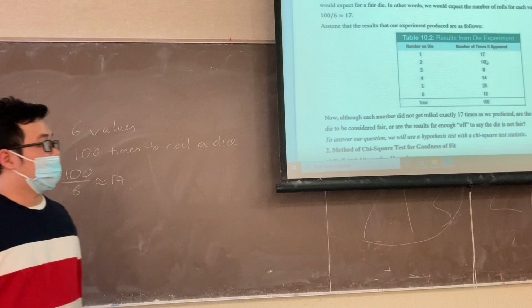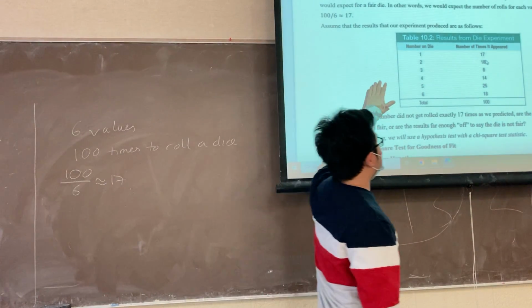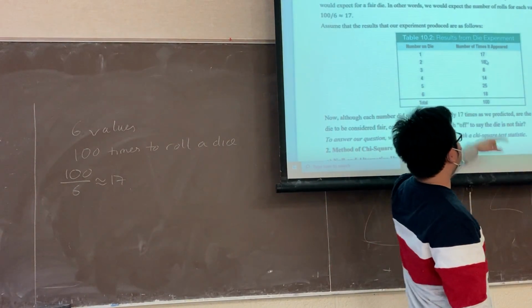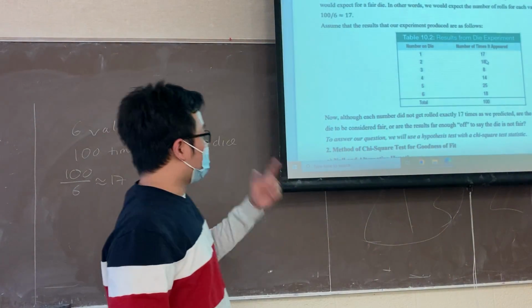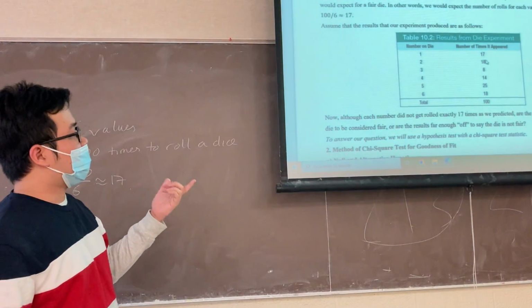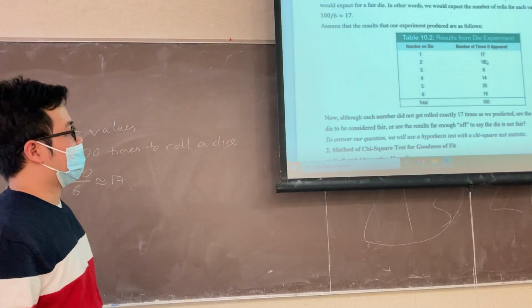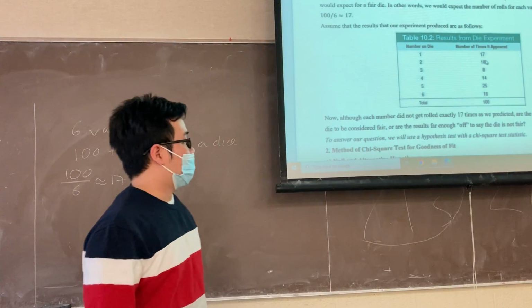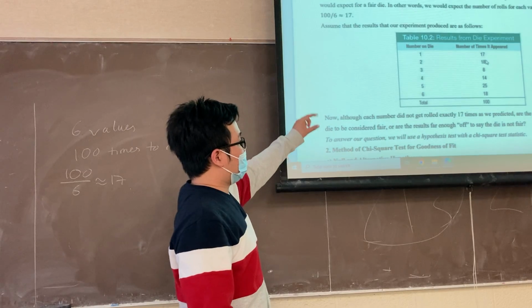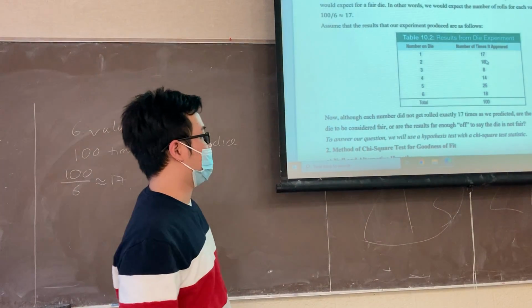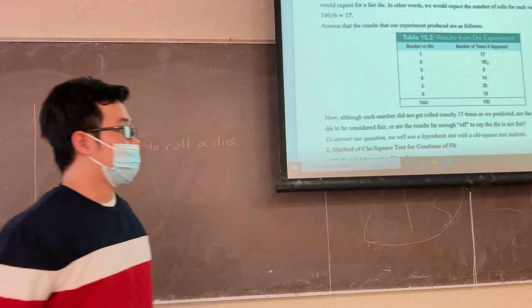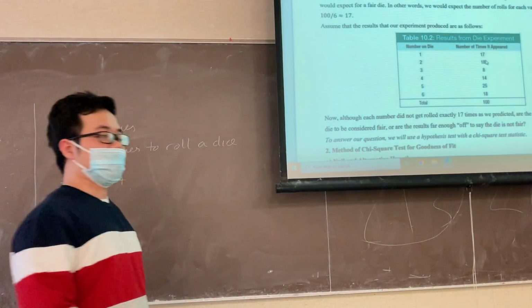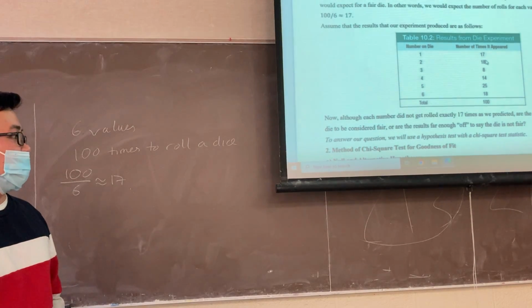You can see in the slide we have the number on the dice, 1, 2, 3, 4, 5, 6, and here is the number of times it appears. Maybe 1 is 17, 2 is 18, 3 is 8, 4 is 14, and 5 is 25, something like this. It's not 17 times for each value, right? And the question here is, are the results close enough for the dice to be considered fair or not?